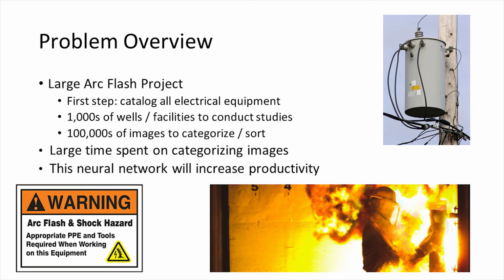The first step of this arc flash analysis is to catalog all electrical equipment in the field, and since there are thousands of wells and facilities and hundreds of thousands of images to categorize, it takes a lot of time. So this neural network will increase productivity by being able to automatically sort out which images we need and we don't need.